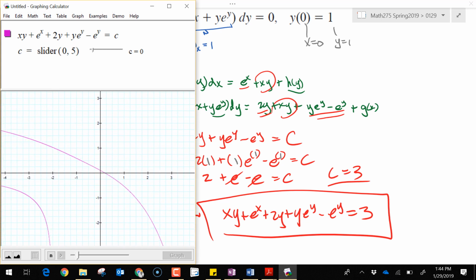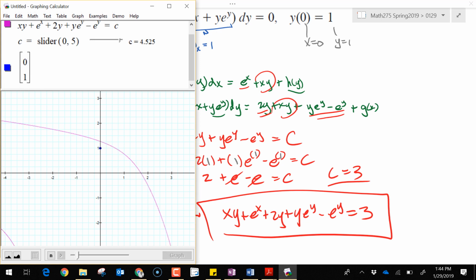So for different values of c, the arbitrary constant, I will have different solutions. But in particular, we want the solution that passes through the point (0, 1). The solution that passes through that point (0, 1) is when c is equal to 3. So if you want to find a specific solution, c is equal to 3.